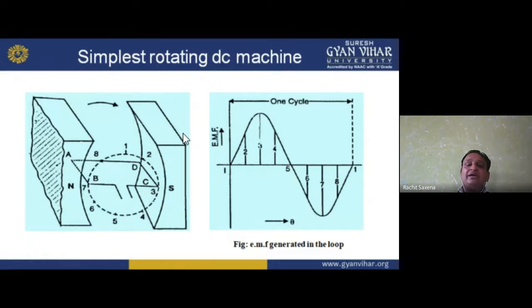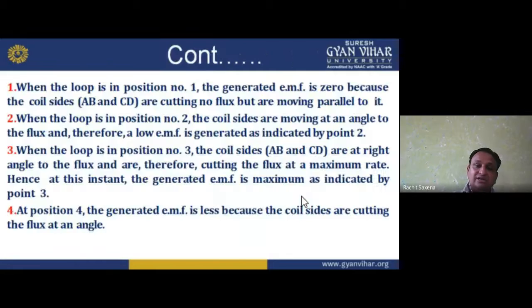Now the simplest rotating DC machine, how it works. See here, we have 8 positions, starting from here: 1, 2, 3, 4, 5, 6, 7, 8. Now it rotates like this, 1, 2, 3, 4. At positions 3 and 7 we get the maximum in the positive and the maximum in the negative. How we get this, now try to understand.